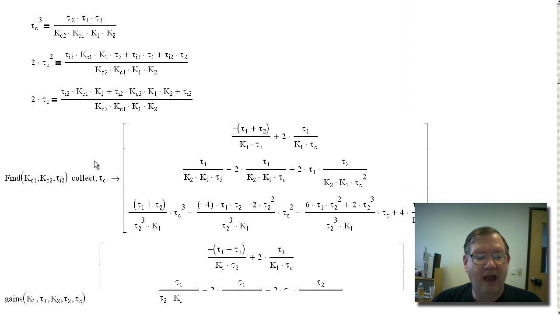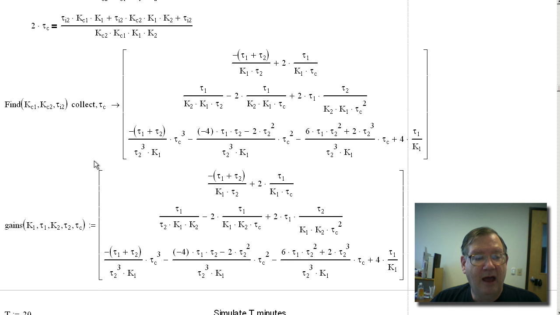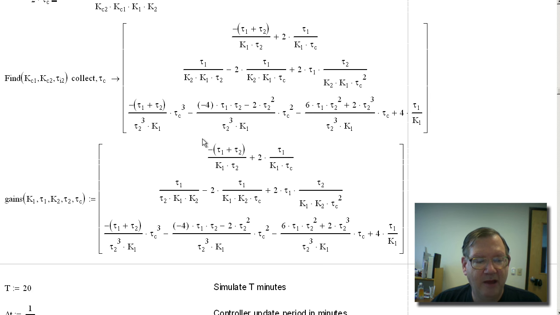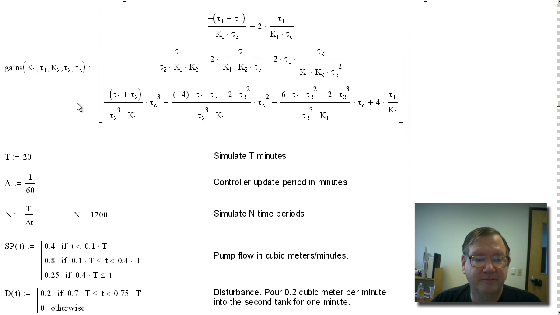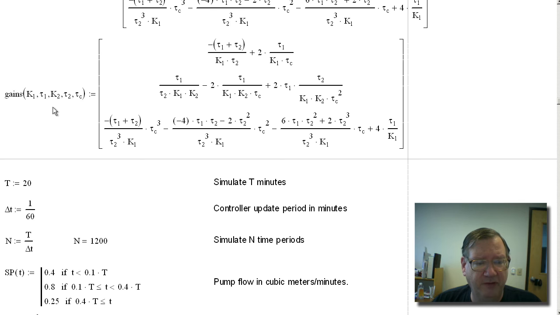And if I solve, I get the P gain for the first tank up here, and I get the controller gain and the integrator time constant for the second tank here and here. And I'm just going to make a function where I calculate the gains as a function of the gains and the time constants and the closed loop time constant, because I'm going to be using this function a few times.